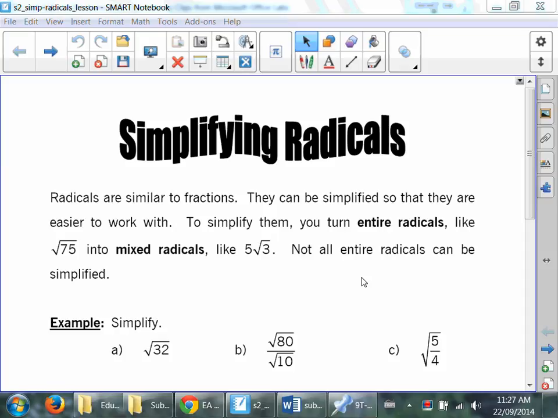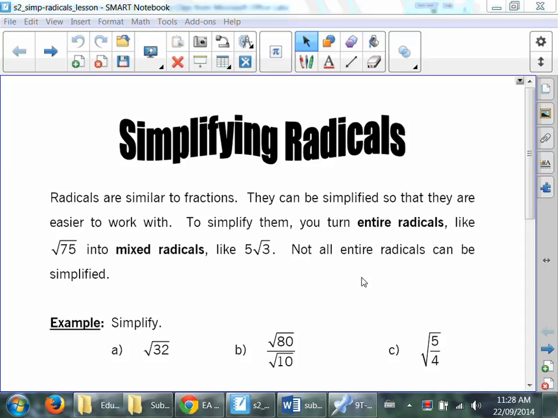Hi grade 10s. Today we're going to be simplifying radicals. Radicals are very similar to fractions. We can simplify them so that they're easier to work with, and to simplify them we take entire radicals like the square root of 75 and turn them into mixed radicals like 5 square root 3.